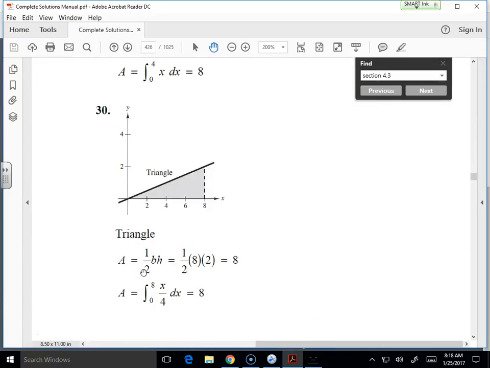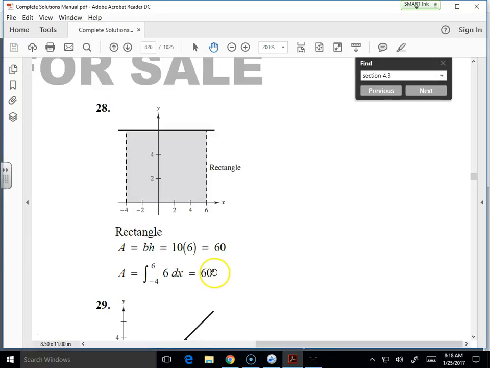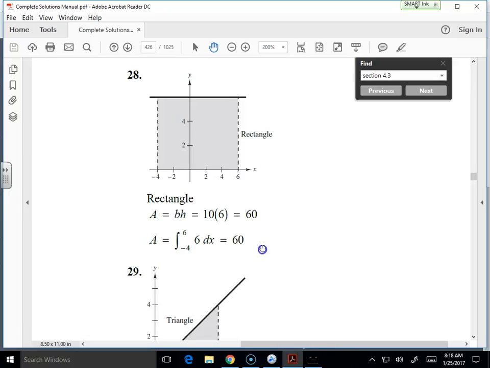28. Nice. 60. I did not get that. Why not? Height was 6, base was 4, and 6 is 10. 10 times 6 is 60. Where did it get? Uh-oh. I don't know. I wrote it right. Right there.